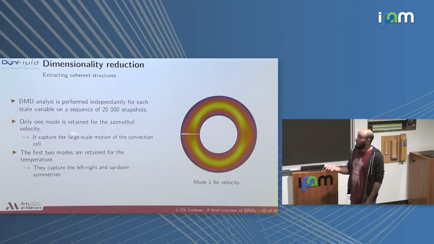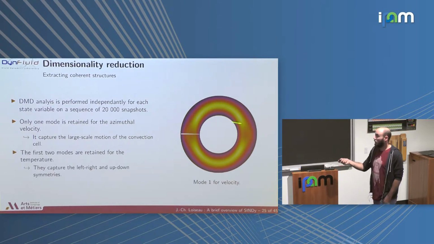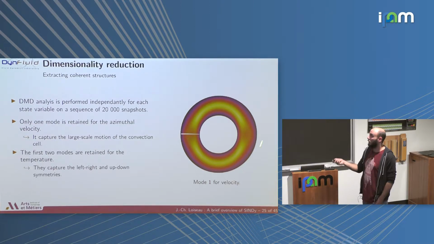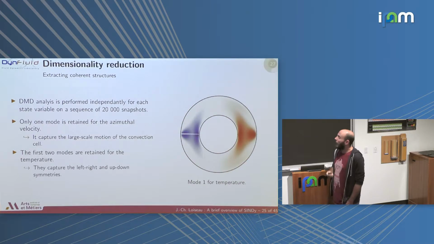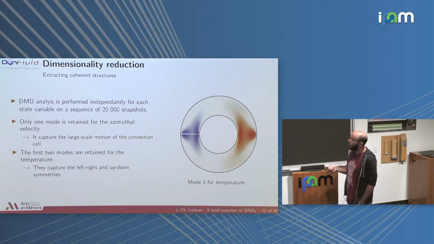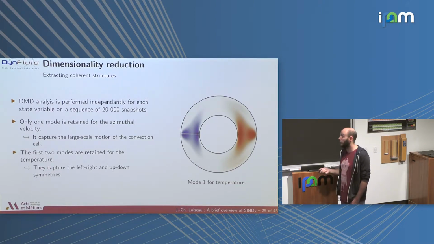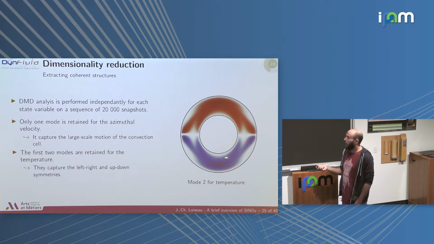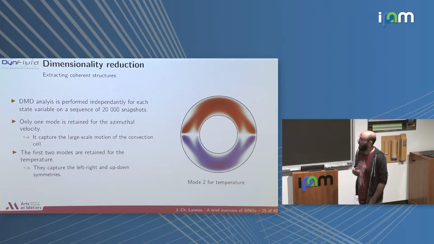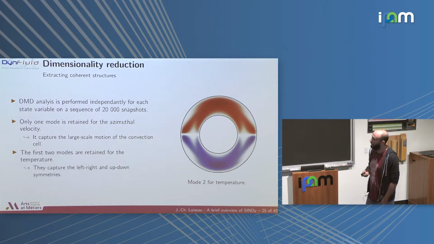So for the velocity, we're just going to retain only one mode, exactly like what Lorenz did, and this is what this mode looks like. It's basically a constant azimuthal velocity. So the sign and amplitude of this mode will basically give us the flow rate in our loop. And then for the temperature, we're going to retain the first two modes. This is the first one, which gives us the left-right anti-symmetry in the temperature fluctuation. And the second mode gives us the up-down anti-symmetry of the temperature fluctuation as well.